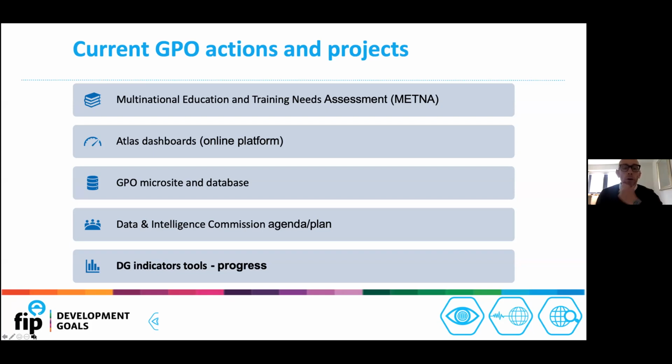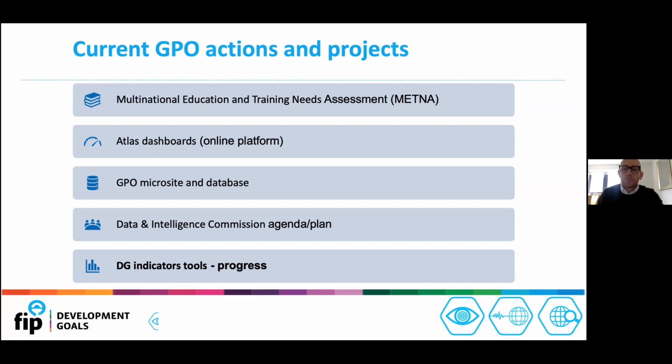We have also been creating some Atlas dashboards, which is a way of visualizing data, and we will be doing this for Development Goal 16 on communicable diseases. We're developing a website and database for all this data, and we have a Data and Intelligence Commission, which meets regularly to discuss big ticket items that provide assurance and guidance on achieving the GPO vision and mission. Finally, and the reason why we are here today, we have an important project that aims to produce indicators that will measure and monitor progress towards the development goals, which is where you all come in.